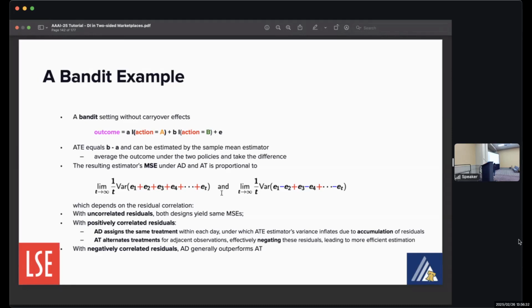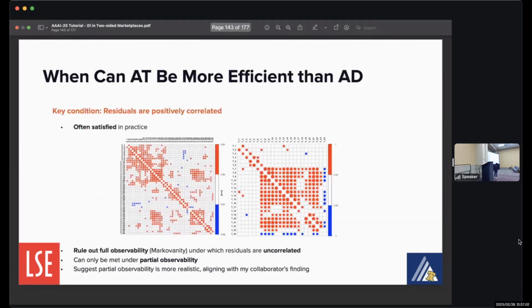Okay? But to the contrary, the second design, AT, alternates the treatments for adjacent observations. Because of that, those residuals will effectively cancel out with each other. So that's why the second design will lead to a more efficient AT estimator under positively correlated residuals. And finally, if the residuals are negatively correlated, then of course AD will perform better compared to AT. Okay?